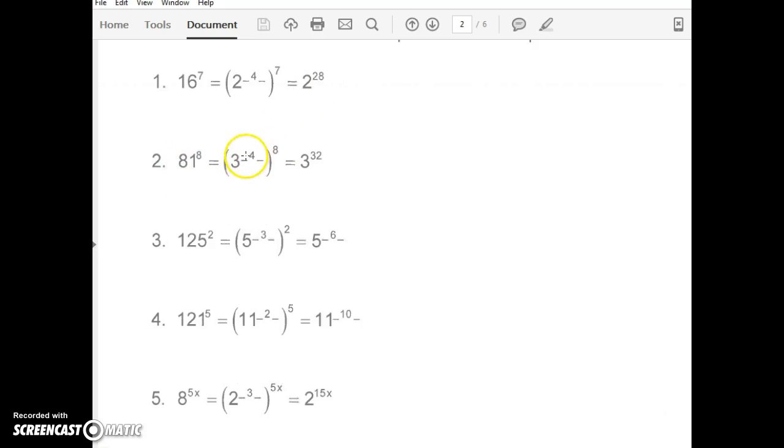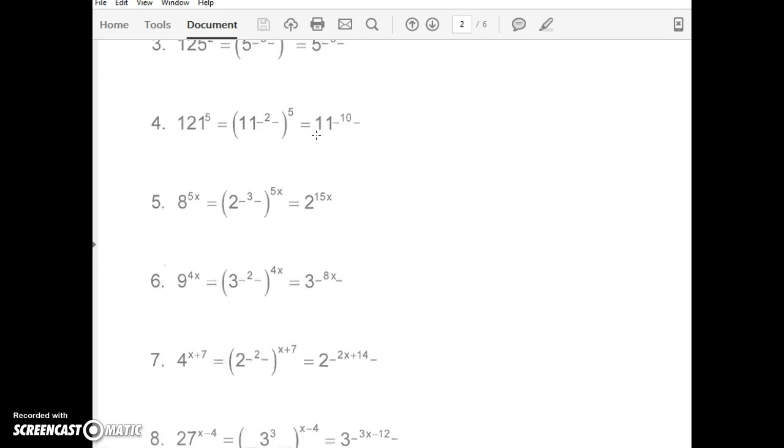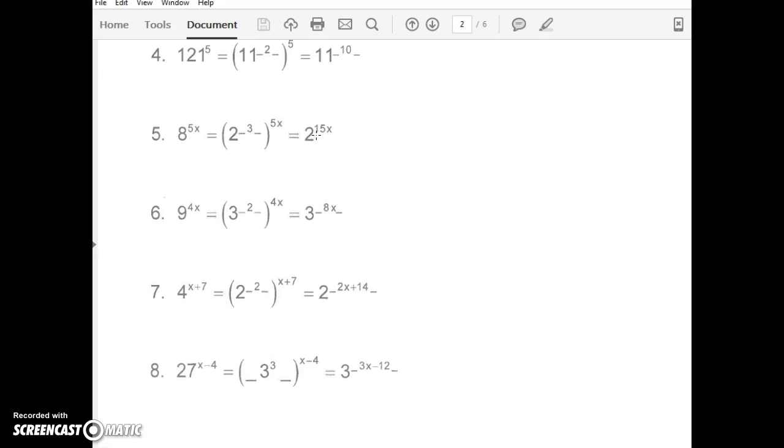Same thing down here in number 2, we had 81 to the 8th. We can change that to 3 to the 4th to the 8th, which will become 3 to the 32nd. Now the rules are the same whether we've got variables in the exponent or just numbers in the exponent. Nothing's really different. It's just a matter of how it's going to look. So looking at number 5, we have 8 to the 5x power. 8 we can change to 2 to the third. Now 2 to the third, we can change that because it's taken to the 5x power by multiplying these exponents. And when I take 3 times 5x, I'm going to get 15x. It's key that you have that x in there because it was already there. It still needs to be in the exponent.